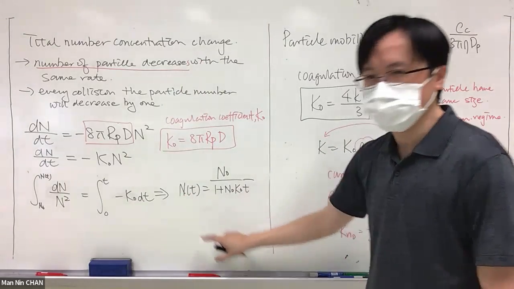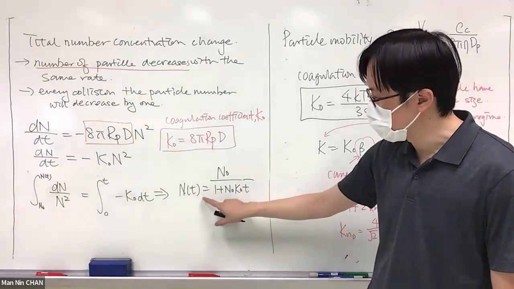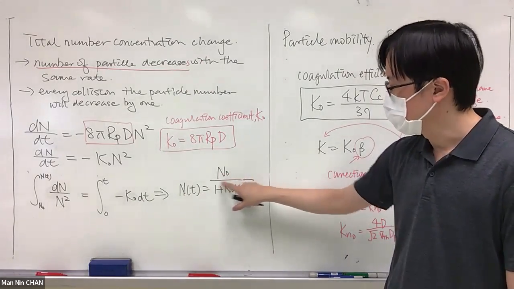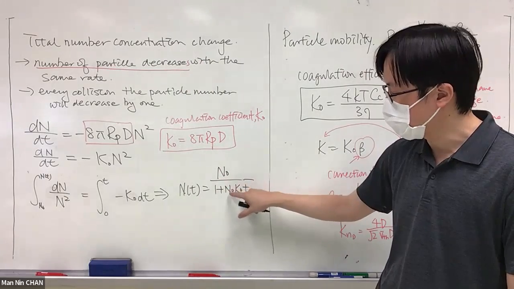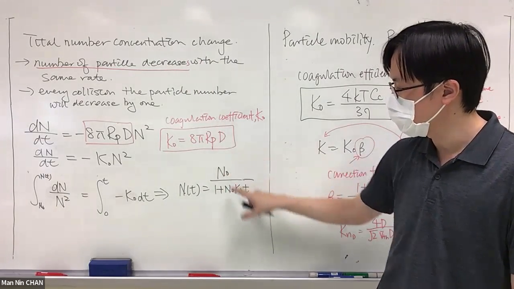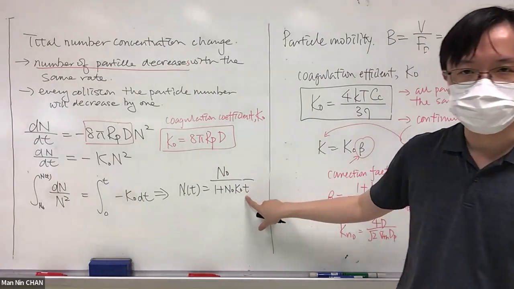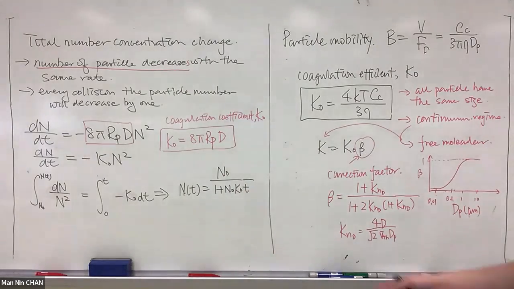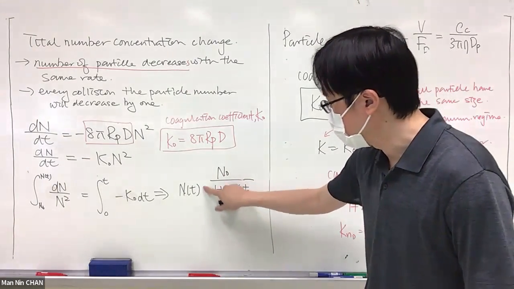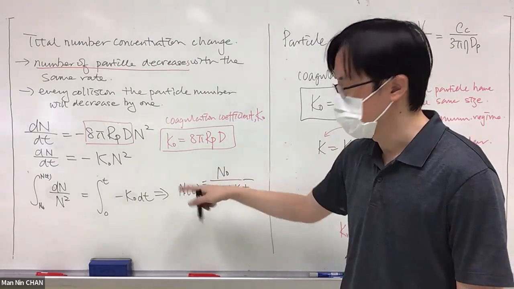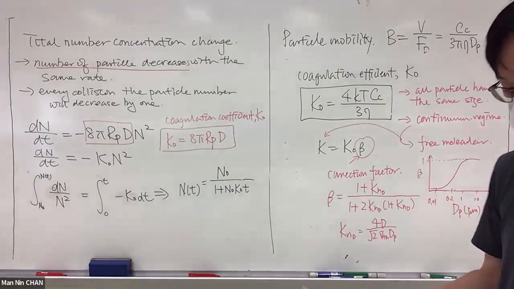the concentration of your particles at a given time t will be equal to N naught, your initial number concentration, divided by 1 plus your initial number concentration times your coagulation coefficient, and then of course it depends on the time t here. One thing we know from this equation is that when your time increases, your number concentration will decrease.